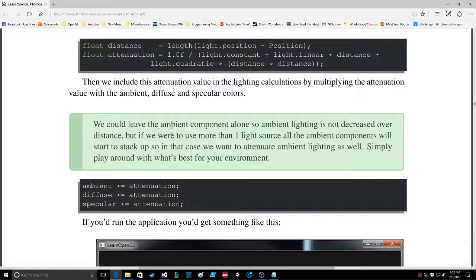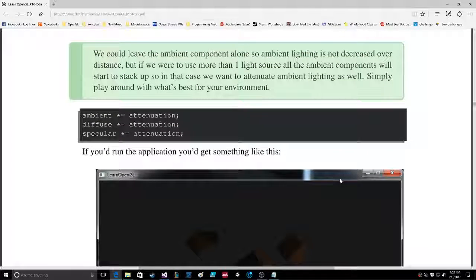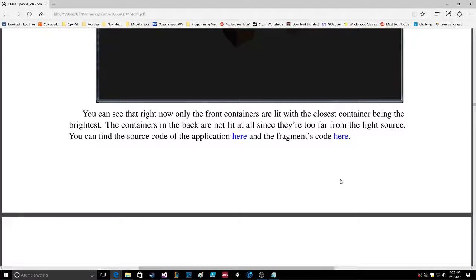We could leave the ambient component alone, so ambient lighting is not decreased over distance, but if we were to use more than one light source, all the ambient components will start to stack up. So in that case, we want to attenuate ambient lighting as well. Simply play around with what's best for your environment. If you run the application, you get something like this.